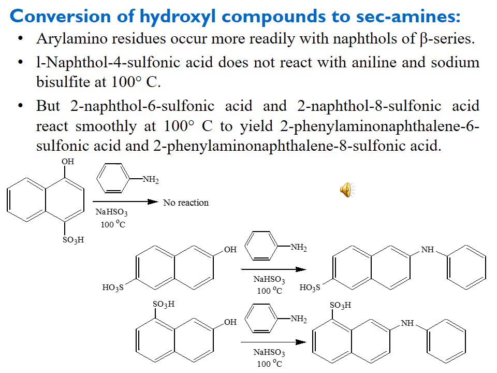the other naphthalene derivatives, here you can see the 2-naphthol-6-sulfonic acid and 2-naphthol-8-sulfonic acid, both are reacted with this aniline and both react at 100°C to form the product of secondary amine. But the 1-hydroxy-4-sulfonic acid does not react. It may be due to the presence of sulfonic acid group on the same ring that it does not interact with this aromatic amine, aniline, to form a secondary amine.